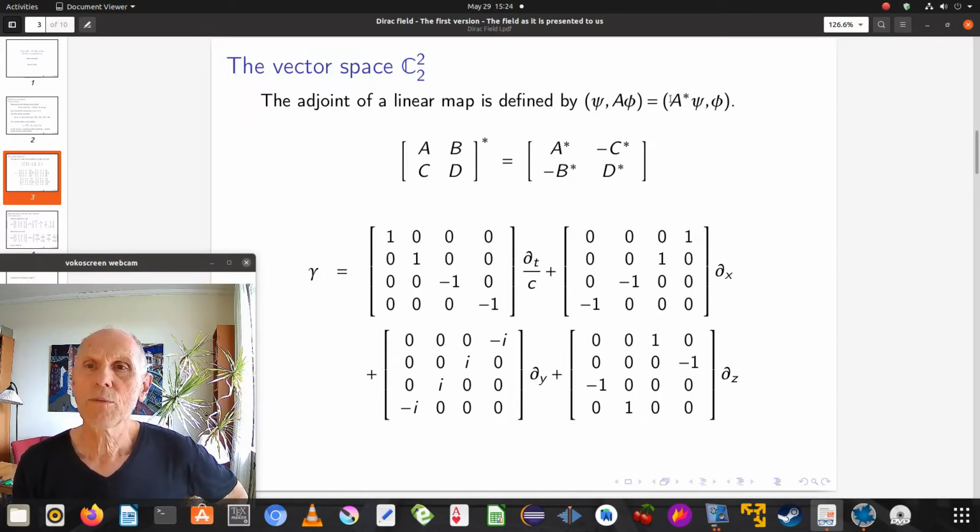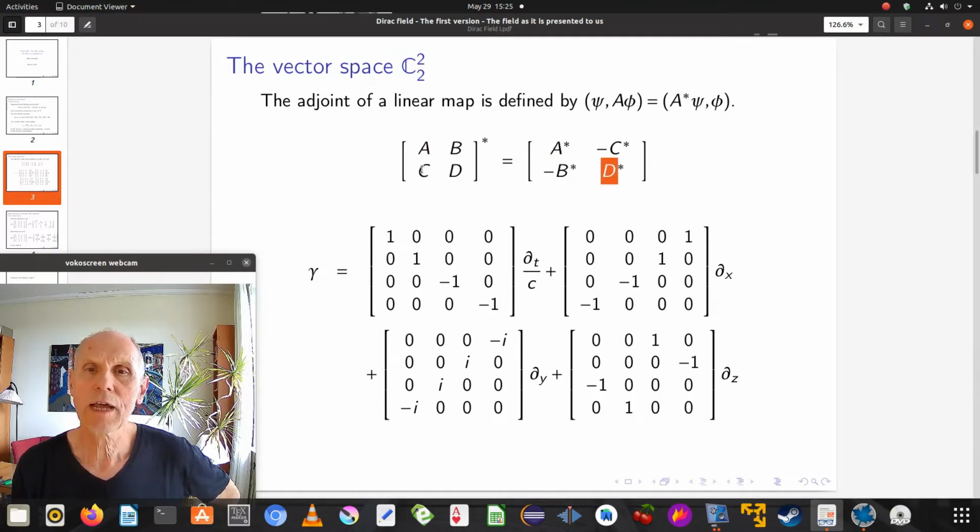We need to know what the adjoint is. Adjoint operator: we have a linear operator A, and the adjoint is defined so that this relation holds for all psi and phi. It's easily solved. Here's the solution. This is a 2 by 2. They are all 2 by 2 block matrices. And to take the adjoint, we take the adjoint of them all.